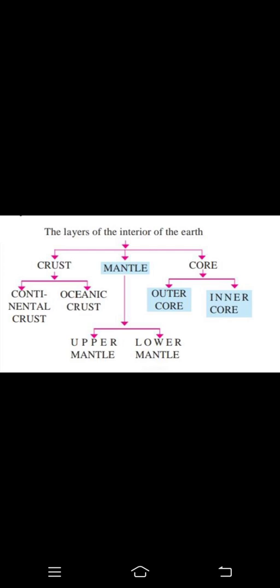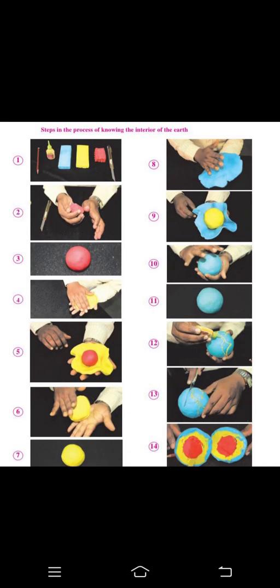Now I will show you one thing. I hope this is very much visible. The red part is the core, the yellow part is the magma or mantle, and the blue part is, yes, the surface area, that is the crust.